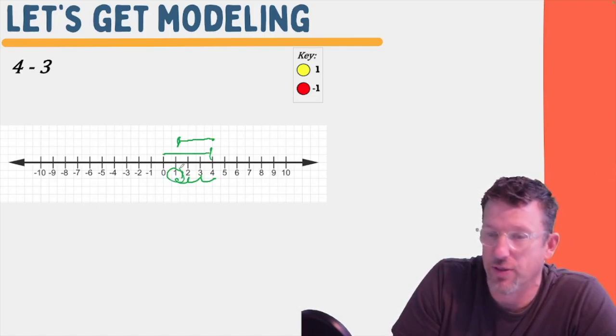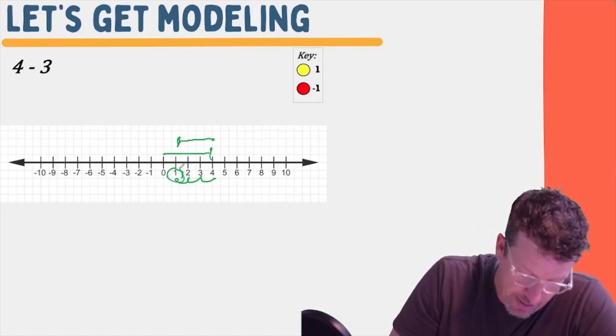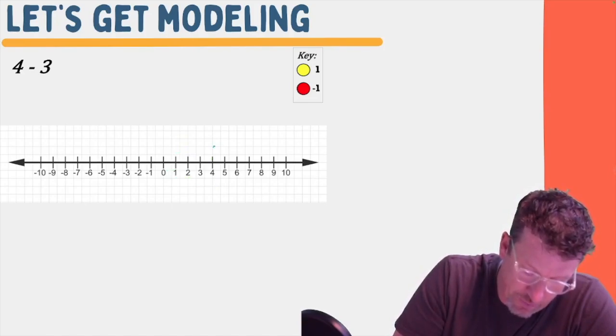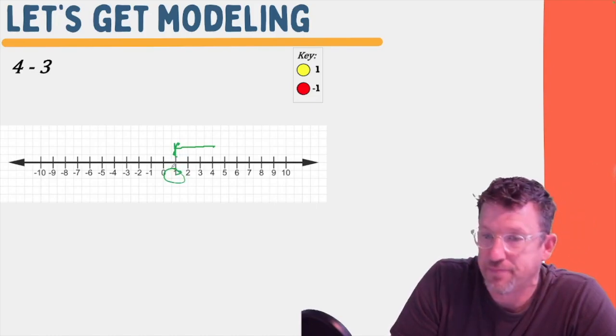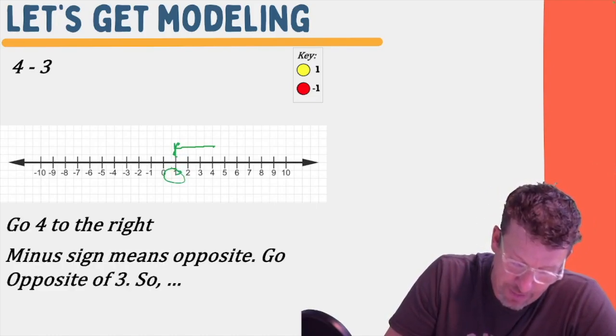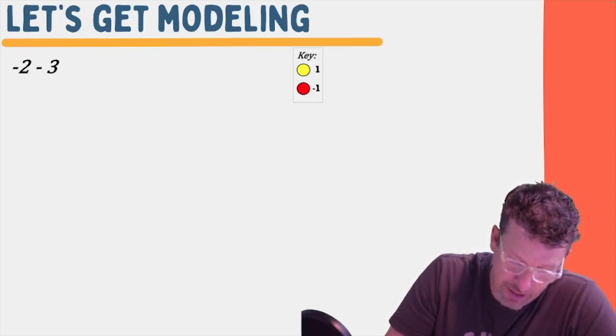So that does the same thing as the chips, right? And some people do it like this. They just take from the 4, because that's where you started, and they go 3 backwards, and they still get a 1. Both of those work in my opinion. So you go 4 to the right. Minus sign means opposite, so go opposite of 3. You go 3 left, and you end up with that answer. All right, now let's look at this one.